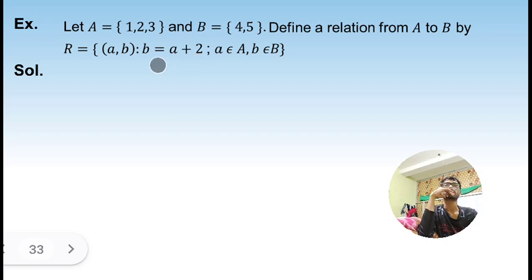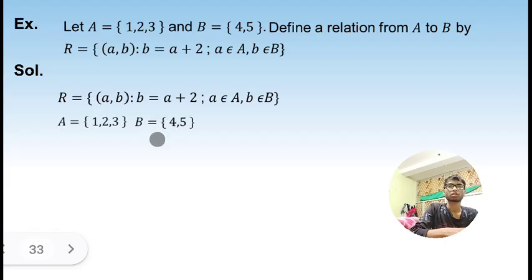Then next, if we take 2, then we add 2 more, then we get 4. If we take 3, then add 2, then we get 5. These are the ordered pairs. Let's see. First of all 1, then 1 plus 2 is 3, then 2, then 2 plus 2 is 4, then 3, 3 plus 2.